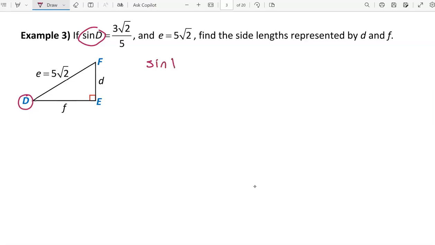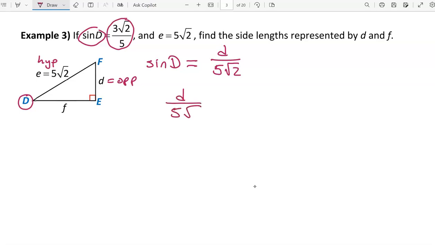So sine of angle D is equal to, and sine would be the opposite, which would be our D, over the hypotenuse, which would be our E value. 5 times the square root of 2 is the hypotenuse. So that's the sine of angle D. However, we were also told that sine of angle D is equal to 3 times the square root of 2 over 5. So if that's true, then D divided by 5 times the square root of 2 must also be equal to 3 times the square root of 2 over 5. That's a nice proportion. We can cross multiply at this point.